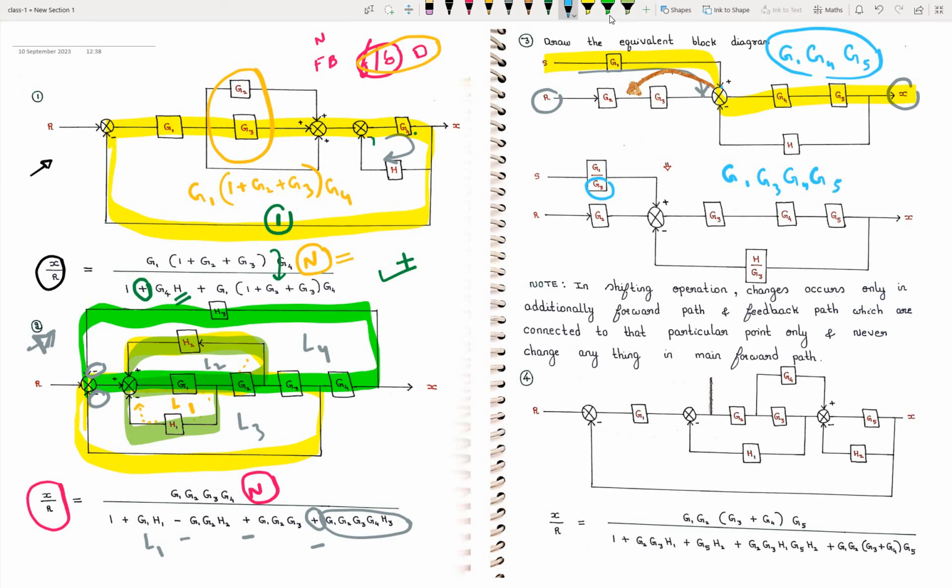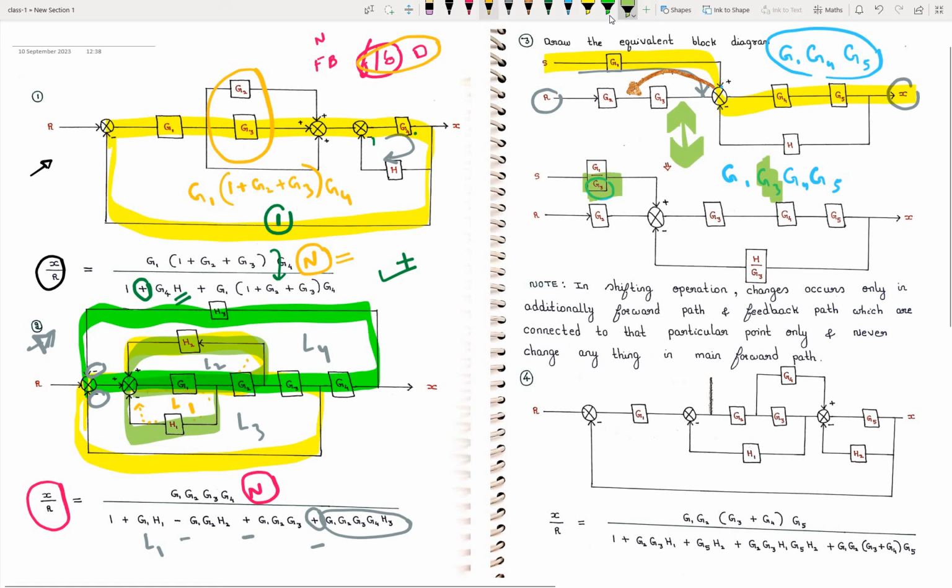But we need G1, G4, G5. So we have to divide by G3. Then this term will be eliminated. That's why I have taken it here divided by G3, so that the resultant will be the same from here and here. So this is how you have to do it if we shift the signal.